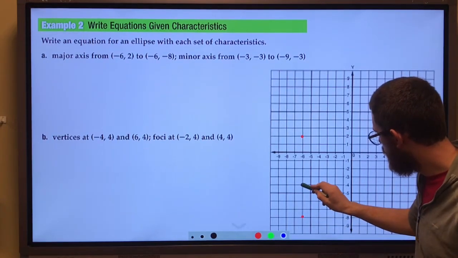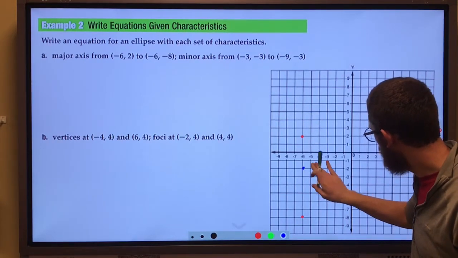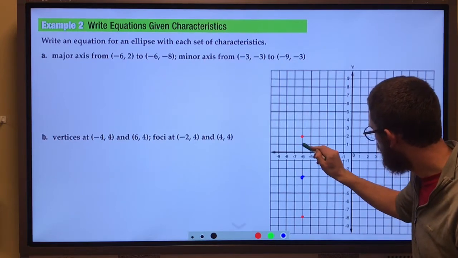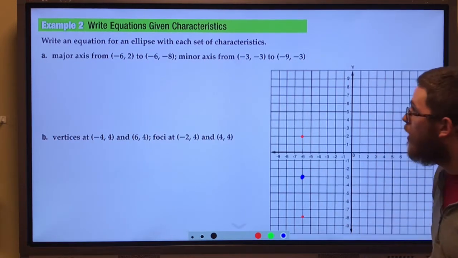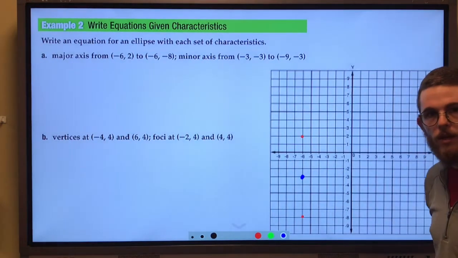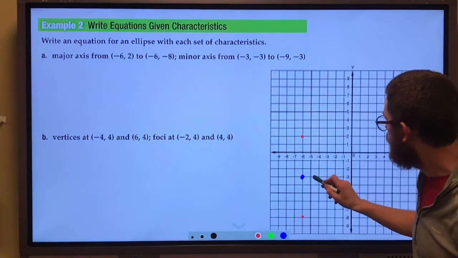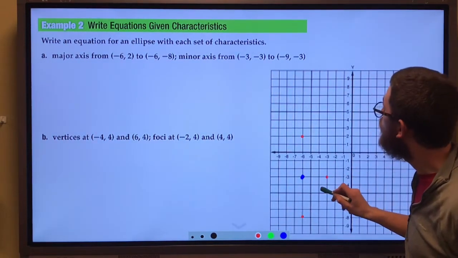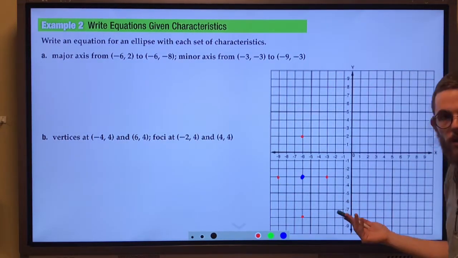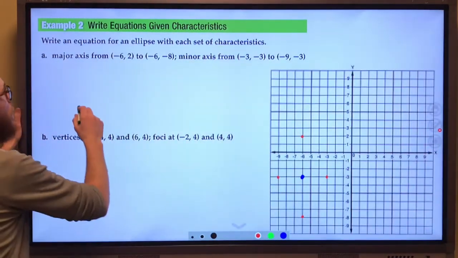1, 2, 3, 4, 5. 1, 2, 3, 4, 5. Yep. So here's the midpoint of our major axis. So we already have our center point. There's the center point. Great. The minor axis is from -3, -3 to -9, -3. So doesn't that already make sense? That does look like the center of our ellipse.